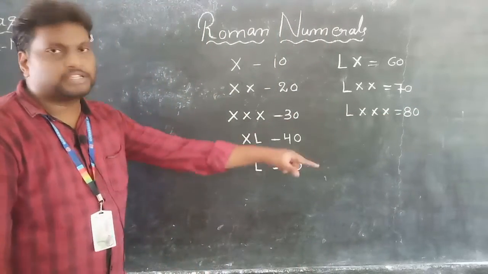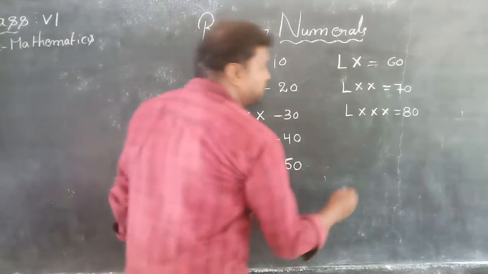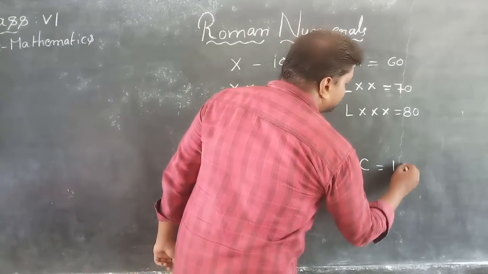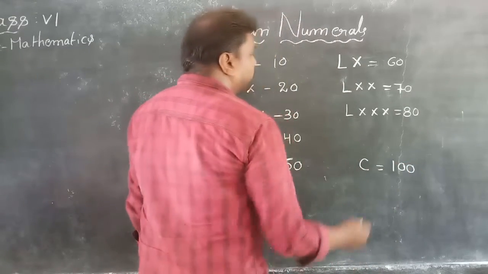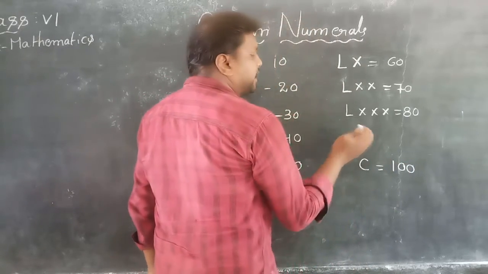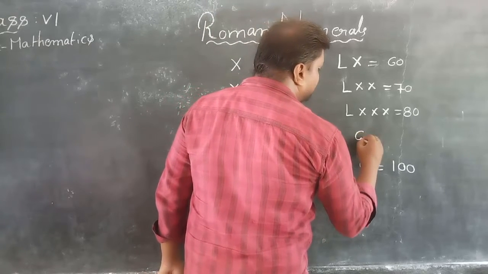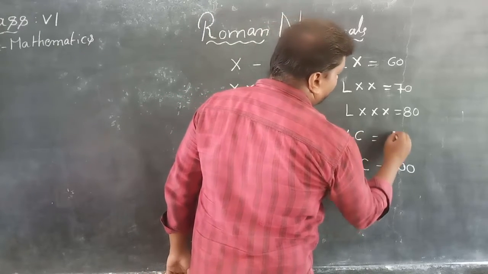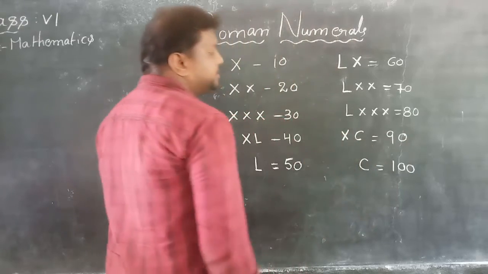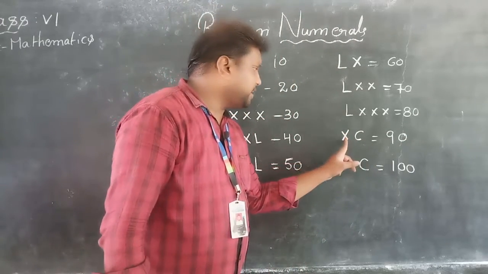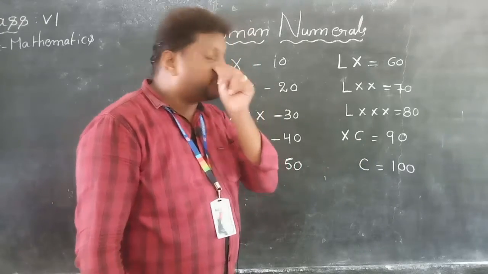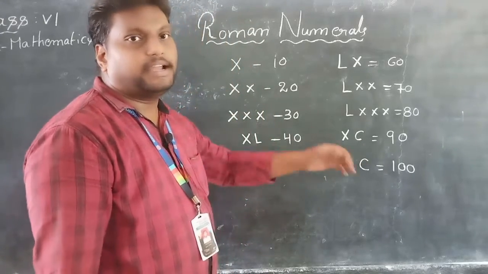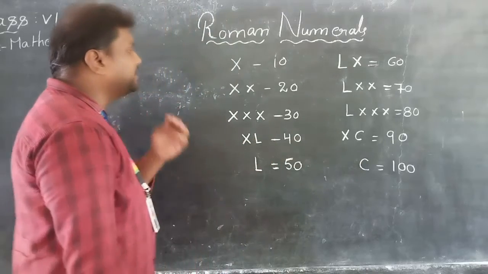First of all we go to the value of 100. Symbol of 100 is C, meaning 100. Then 100 minus 10, that is XC, which is equal to 90. See, XC means the X value is subtracted from C. C means 100 minus X is equal to 90. Like that we have to write.